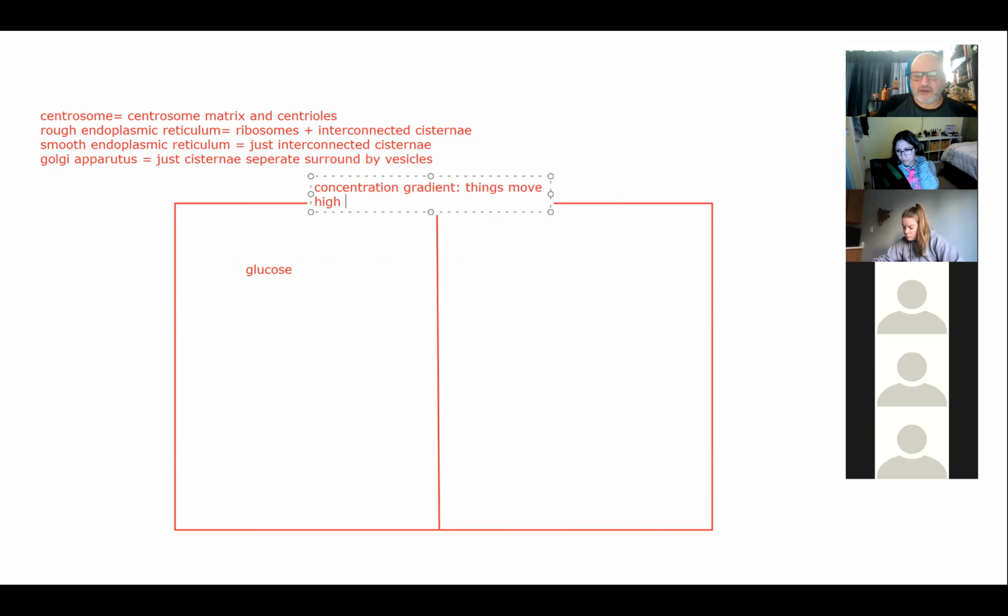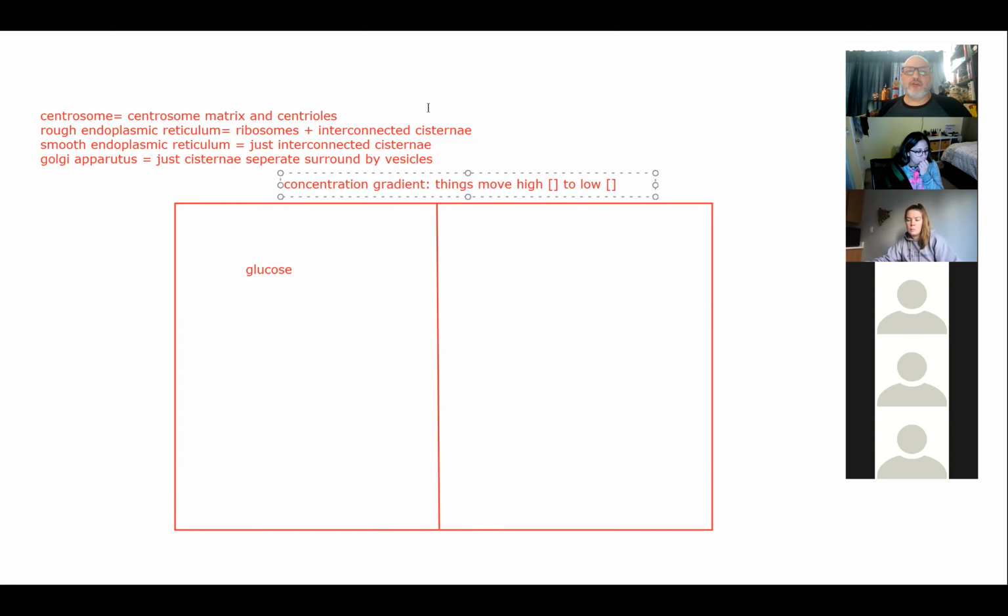Actually, let's just do it this way. High, where's my box? There we go. To a low concentration. Right? That is our concentration gradient. Things move from a high concentration to a low concentration. And that is true whether we're talking about glucose or whether we're talking about something like a sodium ion. Both things are going to go, if there is 80% of it on this side and there is 30% of it on this side, from the high to the low.